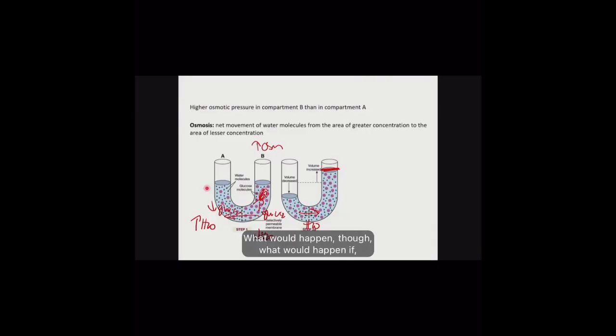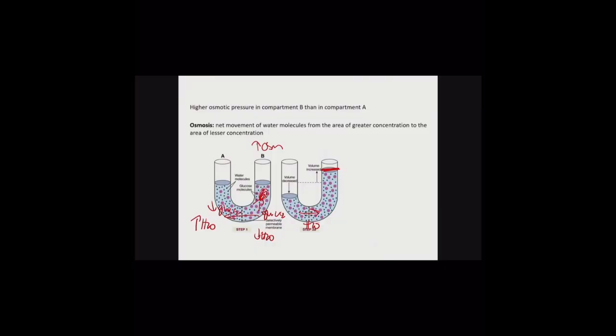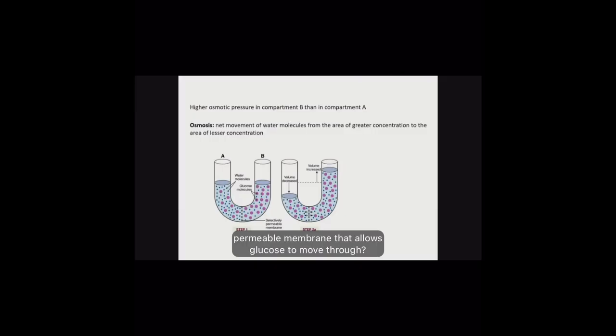What would happen, though? What would happen if, and let me get my pen again here. Oops, sorry. Oh my God, I cannot do this. Okay. What would happen if instead I have a selectively permeable membrane that allows glucose to move through? So both water and glucose can move.